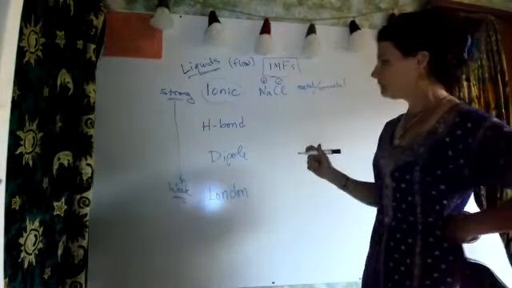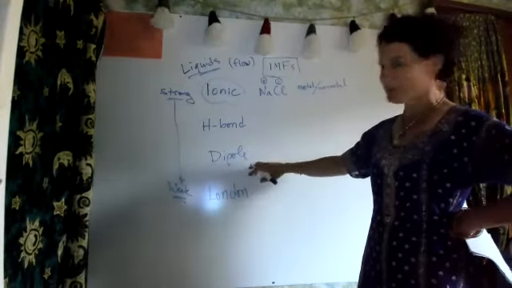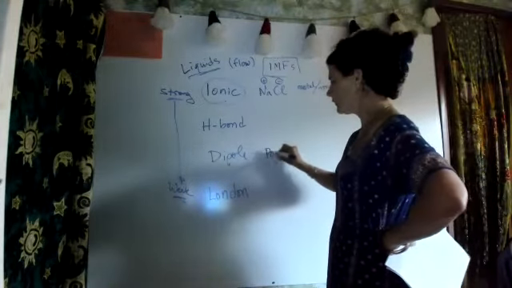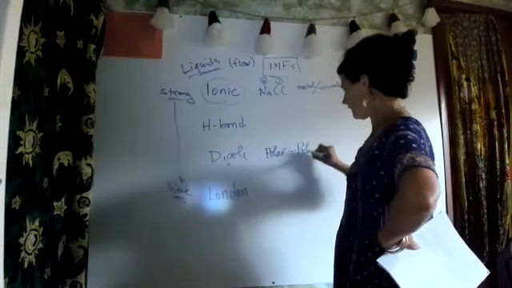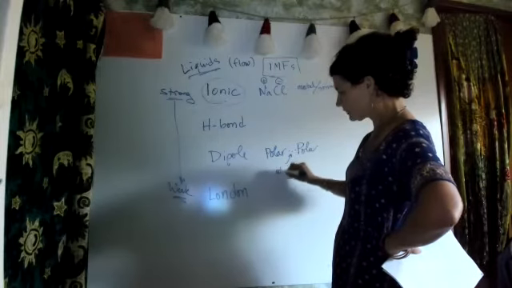All right, I'm going to skip H bonds, and I'm going to come back to them. Dipoles are anytime you have a polar molecule attracted to a polar molecule. So these dots are the attraction.